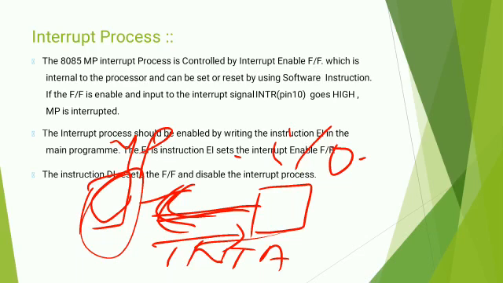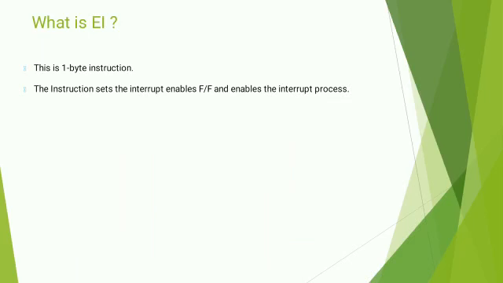The interrupt process should be enabled by writing the instruction EI in the main program. The instruction EI sets the interrupt enable flip-flop. The instruction DI resets the flip-flop and disables the interrupt process. Now what is EI? This is a 1 byte instruction. This instruction sets the interrupt enable flip-flop and enables the interrupt process. EI is enable interrupt.